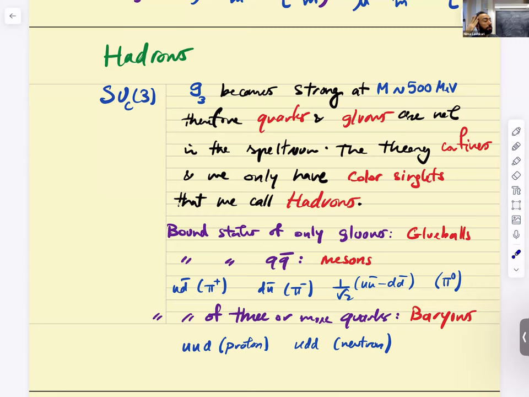So at lower energies the theory confines, and we deal with color singlets. We call these hadrons. Bound states of only gluons are called glueballs. Bound states of quark and anti-quark are mesons. I mentioned three of these famous ones, pi plus, pi minus, pi zero. And then there are bound states of three or more quarks. They're called baryons, famously protons and neutrons.